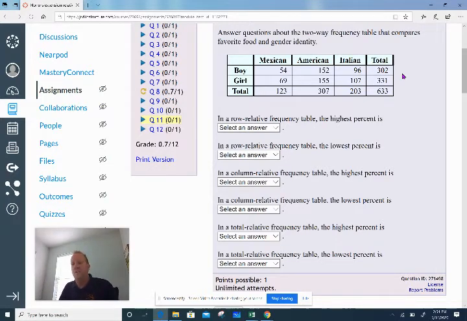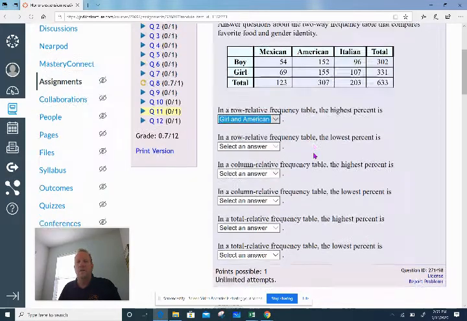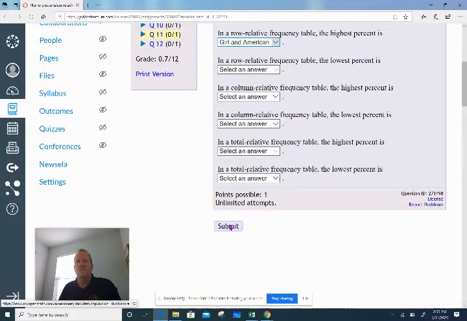So let's find out. 152 divided by 302 is 50.33%. And the other one, 155 divided by 331 is 46.8%. So in this case, my American girls are the highest. Girl American. Let's go ahead and submit just so you can see how I did it.